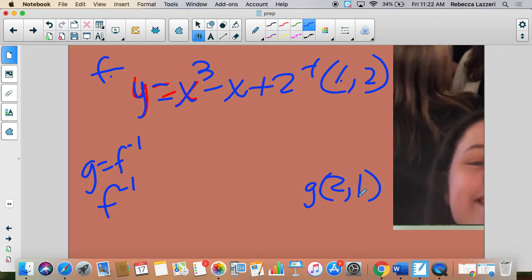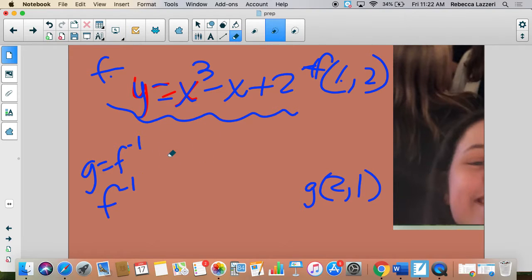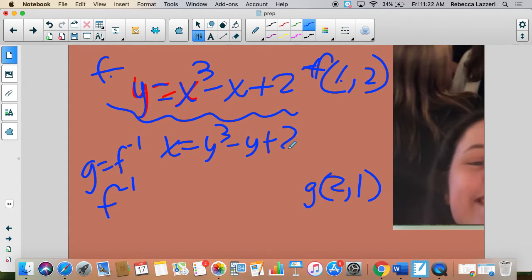But say I don't want to learn that formula, and also my teacher's already told me that it can be confusing, okay? So I just don't want you to use it. If I say find the derivative of the inverse, I'll just find the inverse and take its derivative, right? So what's the first step in finding the inverse? Switch x and y. So you have x is equal to y cubed minus y plus 2. Next step? Solve for y.